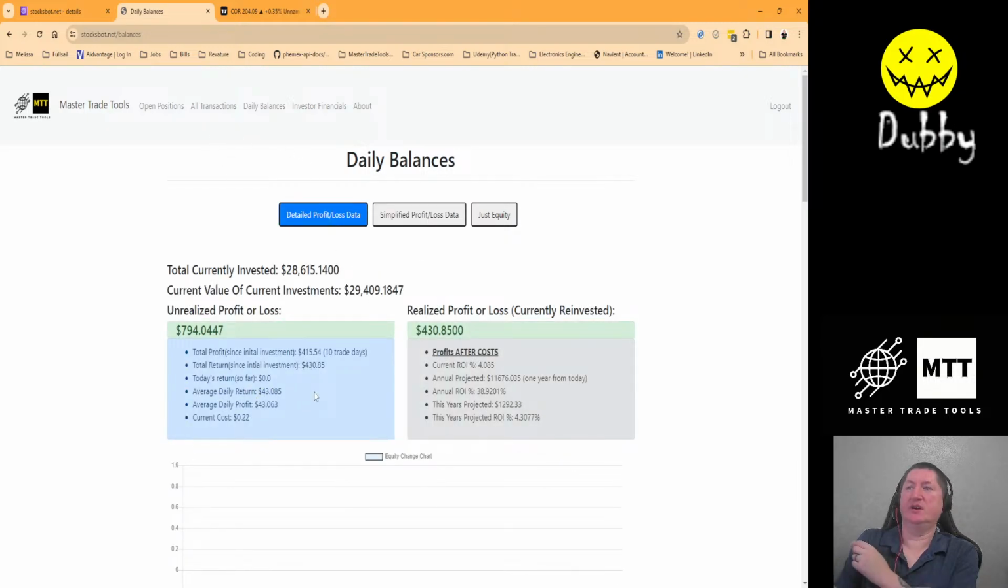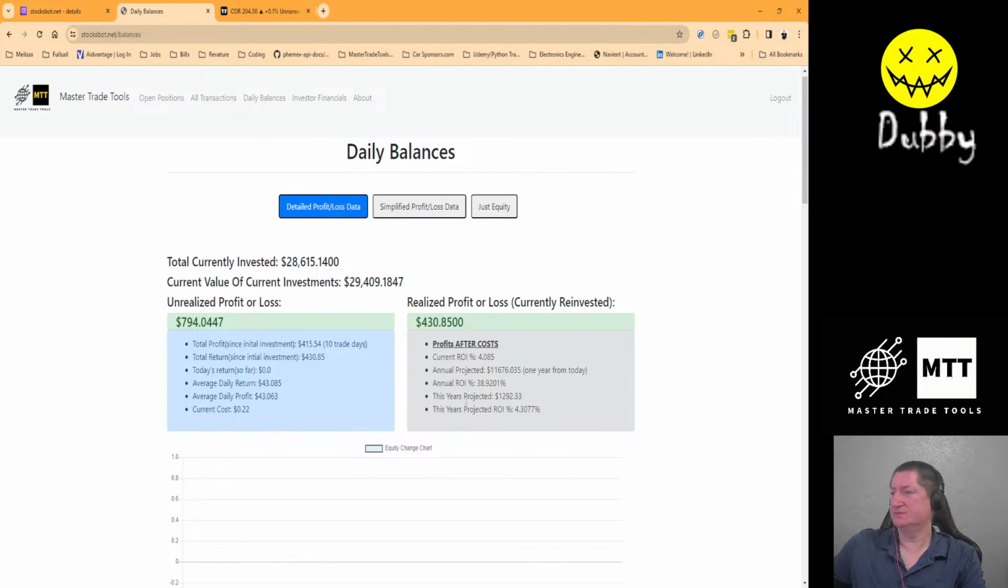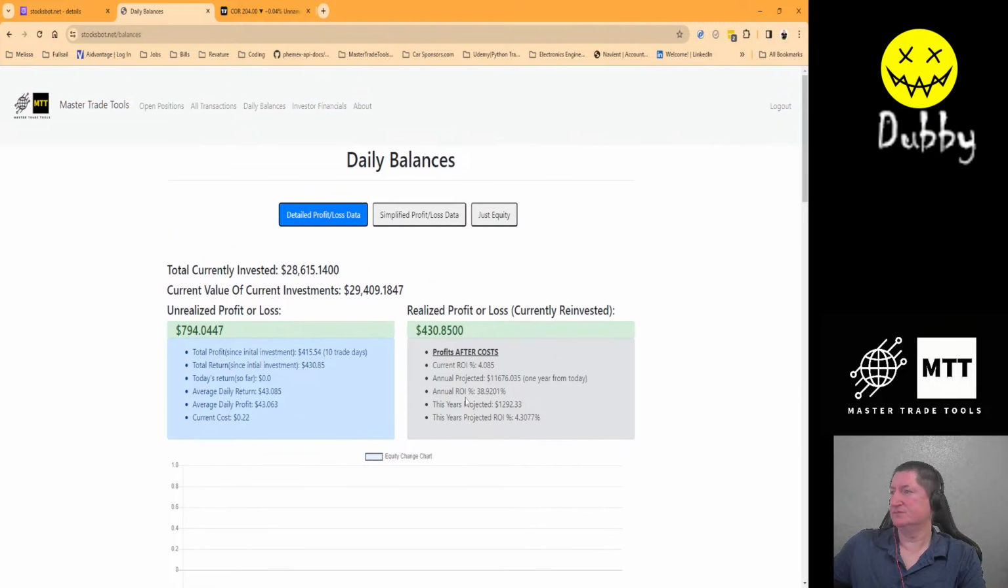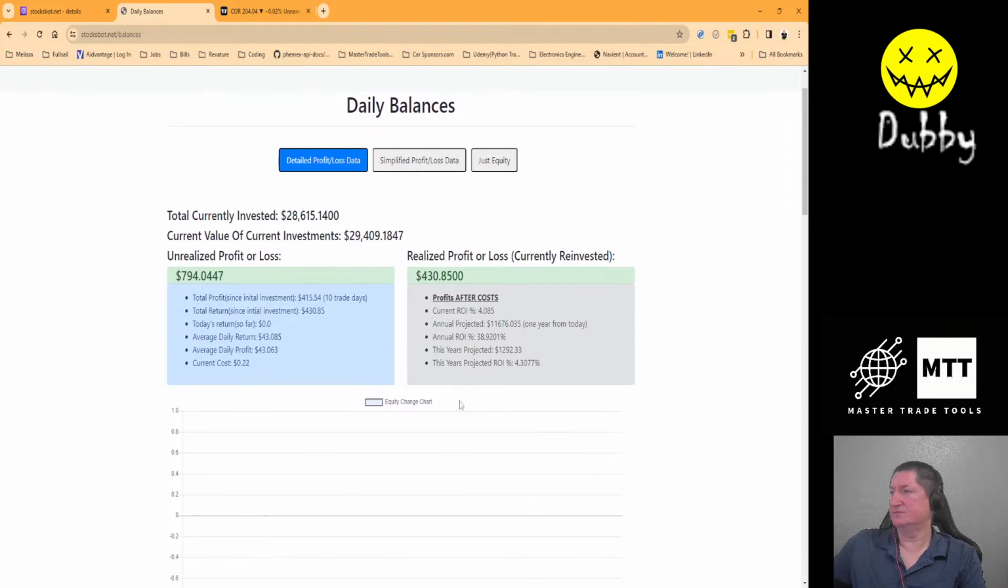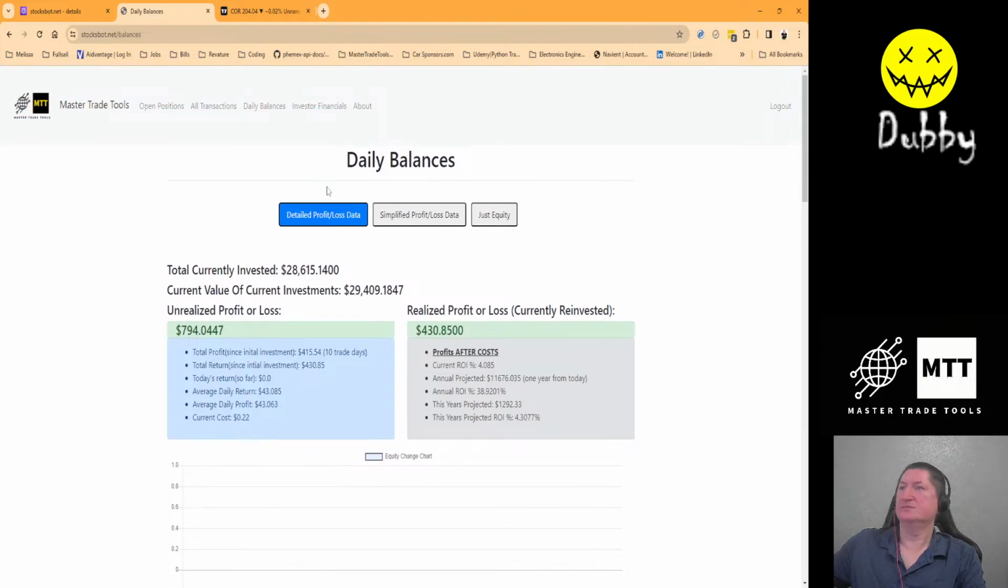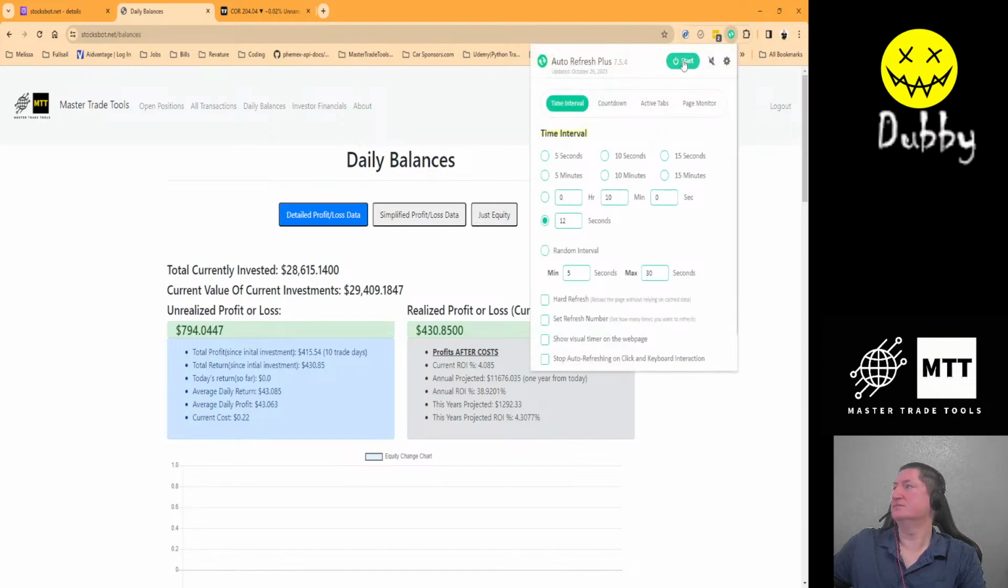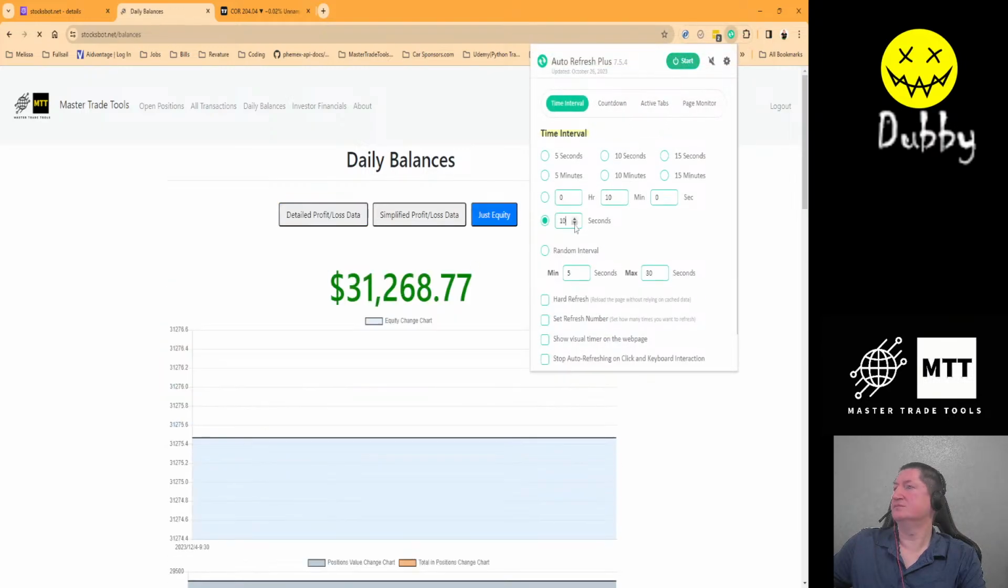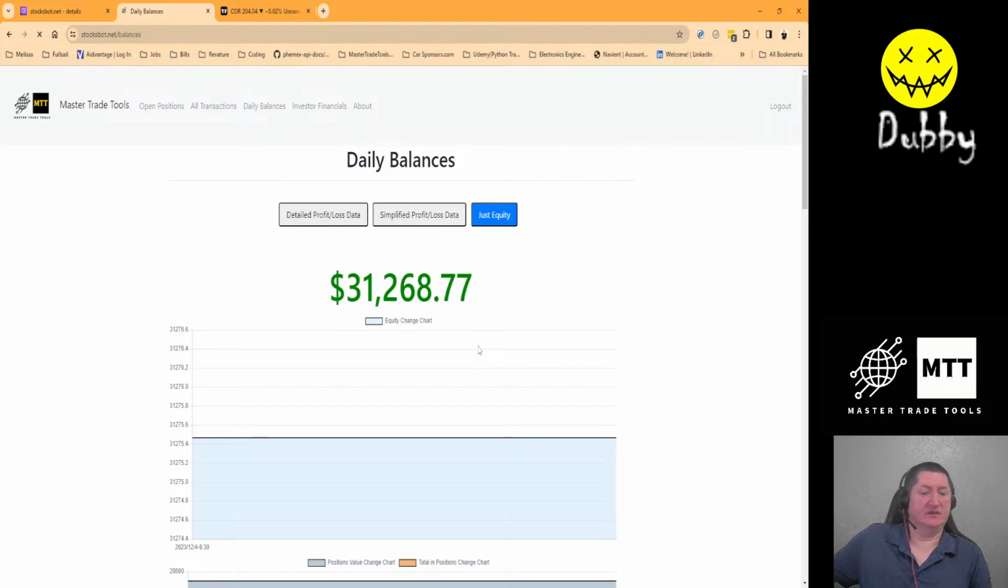We are averaging $43 a day. Our current cost for TAF and registration fees to Alpaca is 22 cents in 10 days, roughly 2 cents a day. We'll do a 10-second refresh.